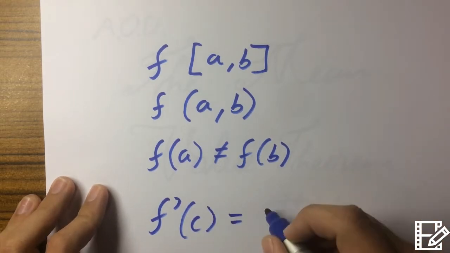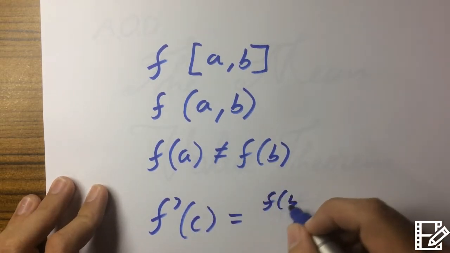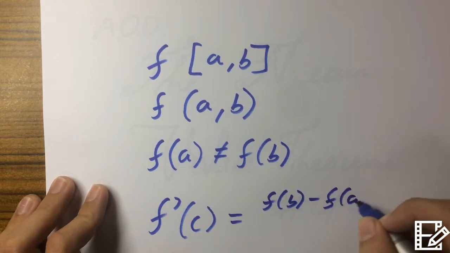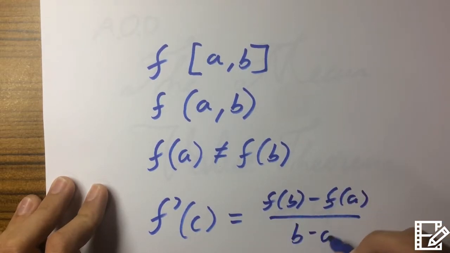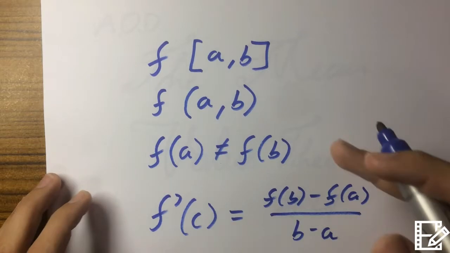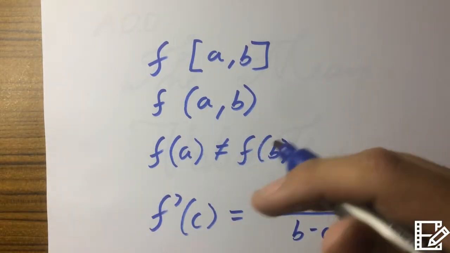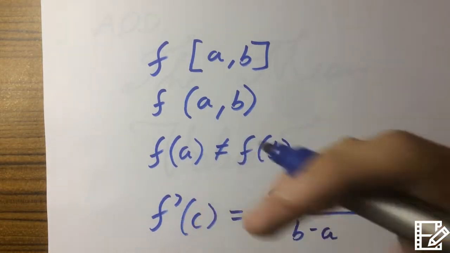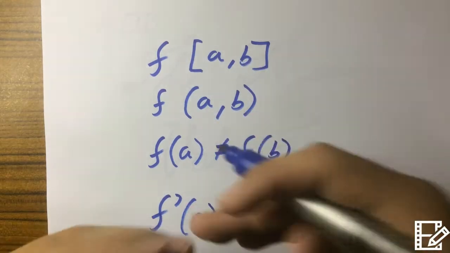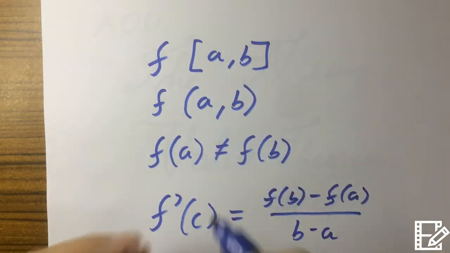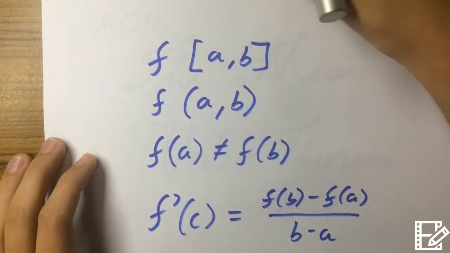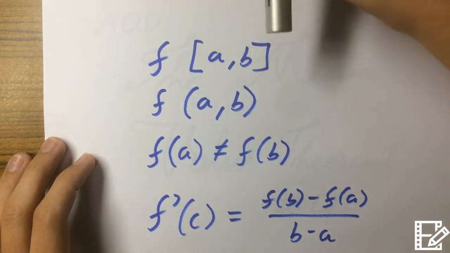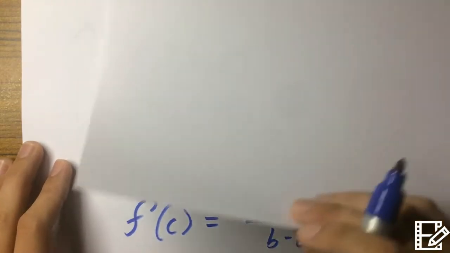The derivative of the function at c equals f(b) minus f(a) over b minus a, to find the point at which the tangent line at that point is the same as the secant line through your function, and I'll show you what I mean.